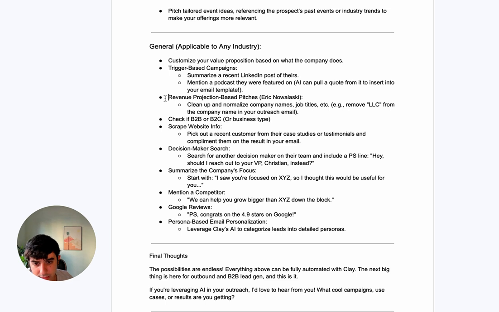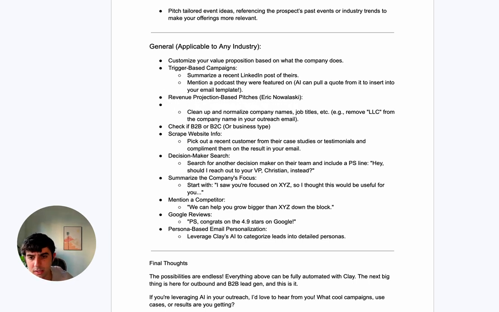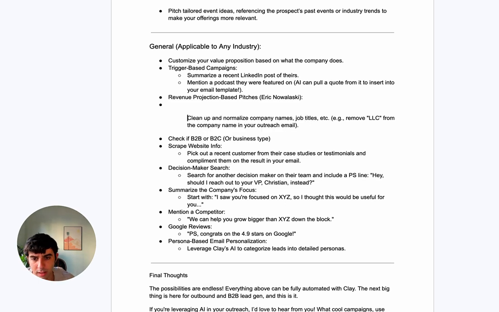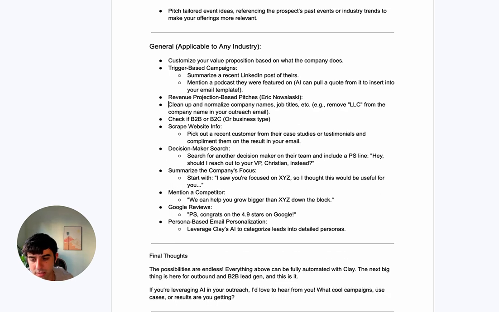Another cool general use case is revenue-based projection pitches. So this is the example I mentioned before from Eric, where he was basically calculating how much revenue they can make for a company from their service by calculating their average order value from their e-commerce store and showing, like, oh, if we can help you increase your conversions 5%, this is how much money you could make, right? So that's a really cool one. That works if you're some sort of agency that helps people with revenue growth and sales, and you have a way to tie it into some data you can find online, like how much they sell their product for, right?